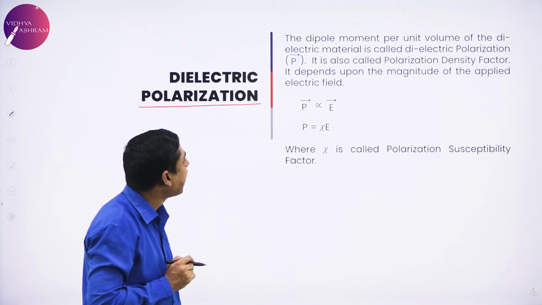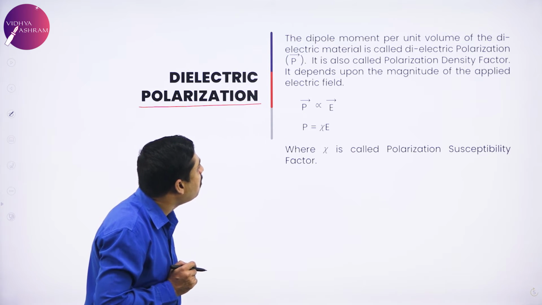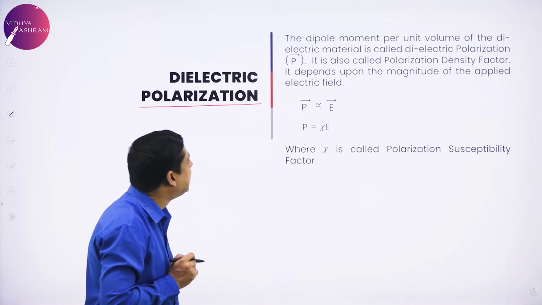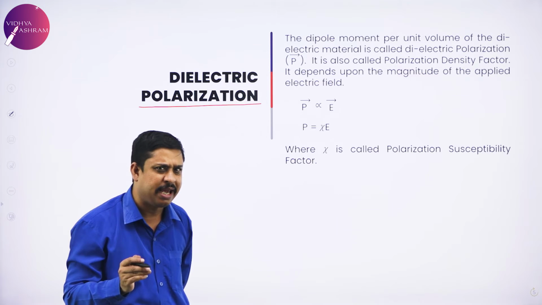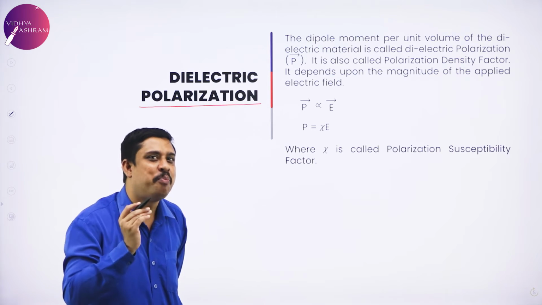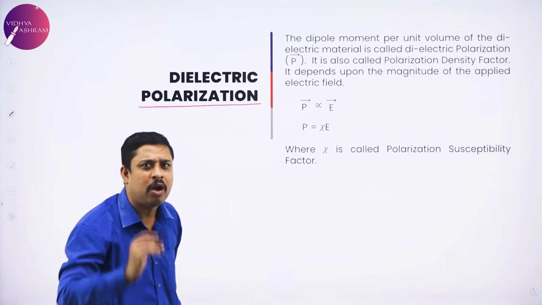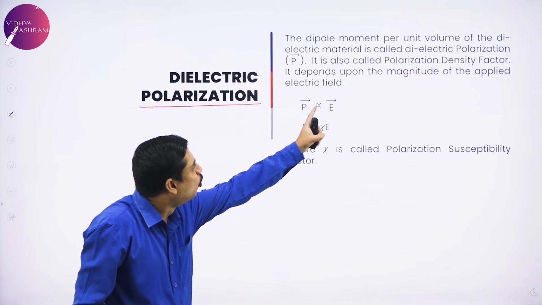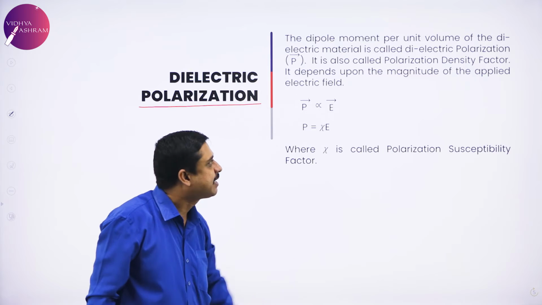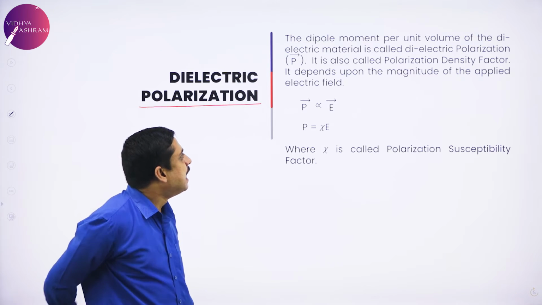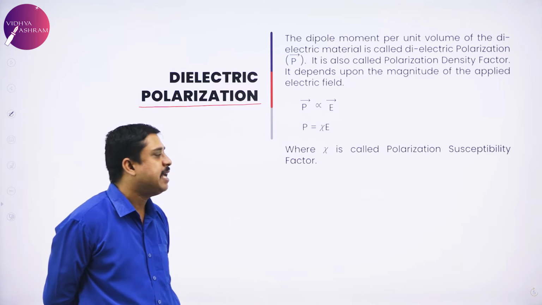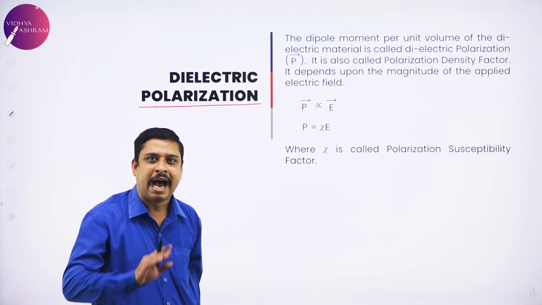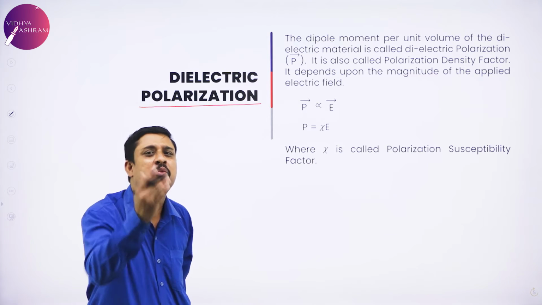Now the definition says: dipole moment per unit volume of a dielectric material, which may be a non-polar dielectric or a polar dielectric. Dipole moment per unit volume of the dielectric material, that itself is called dielectric polarization. What does that mean? I have written 2 lines there. I read out those lines, but what do you mean by that?